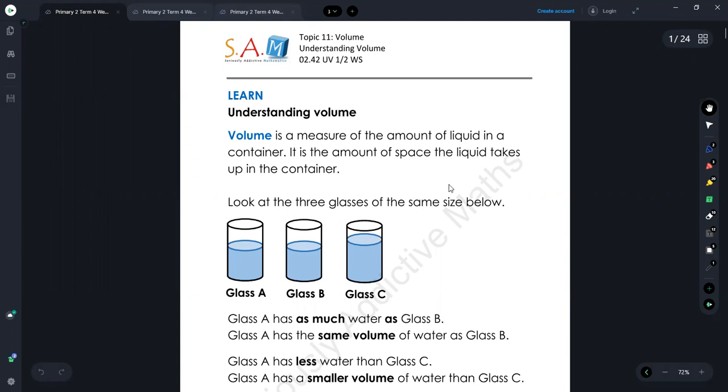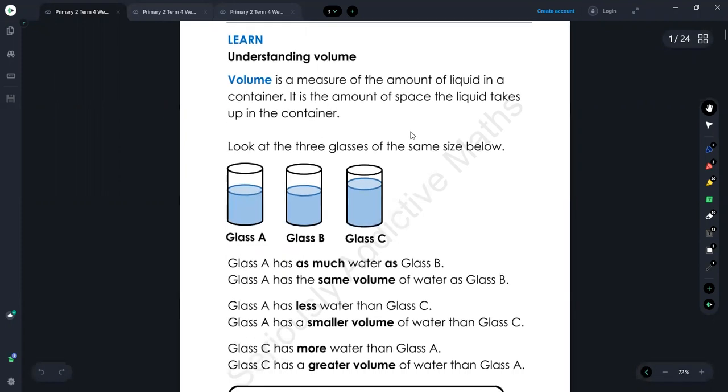Volume is a measure of the amount of liquid in a container. You might want to use a trigger activity to think about what they have learned so far, to measure other things. For example, think about length, think about weight, that they have done in the past. These are to measure different kinds of objects or items. So volume is to measure liquid.